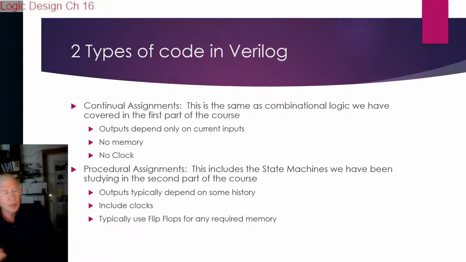Continual assignments are like combinational devices. You have some signals on the right-hand side, and they give you a result that's the left-hand side. The outputs depend only on the current inputs. There's no memory and typically no clock. A procedural assignment, on the other hand, is basically how we make state machines, and that's what we've been doing in this second part of the course. The outputs typically depend on some history of prior inputs. They typically do have a clock, or more than one clock, and they typically use flip-flops to help us remember what state we're in.